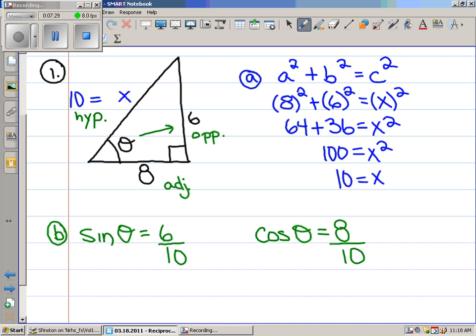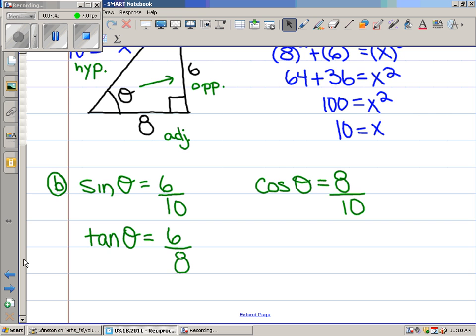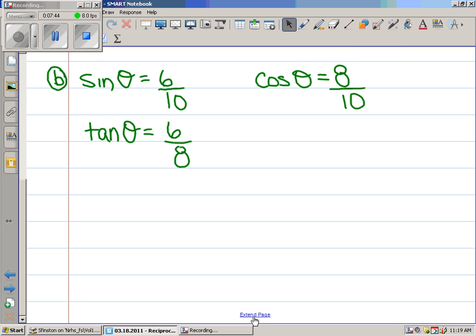All right. And finally, the tan of theta. Okay, 6 over 8.